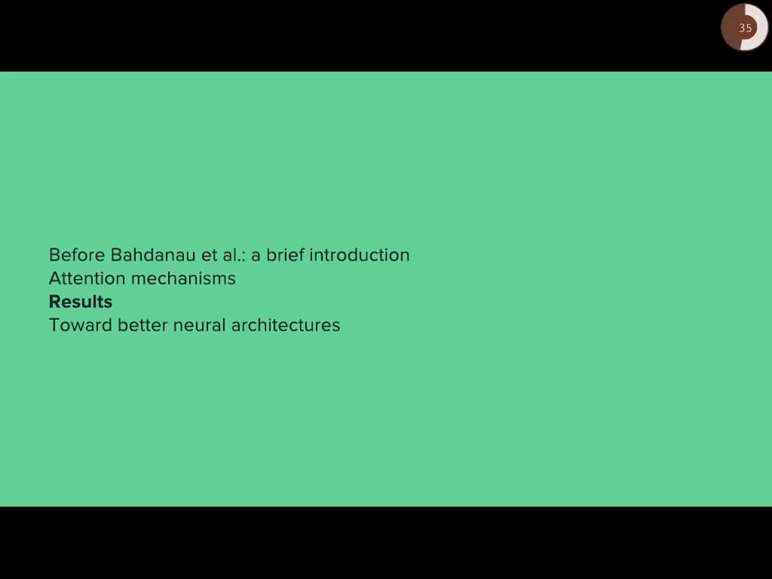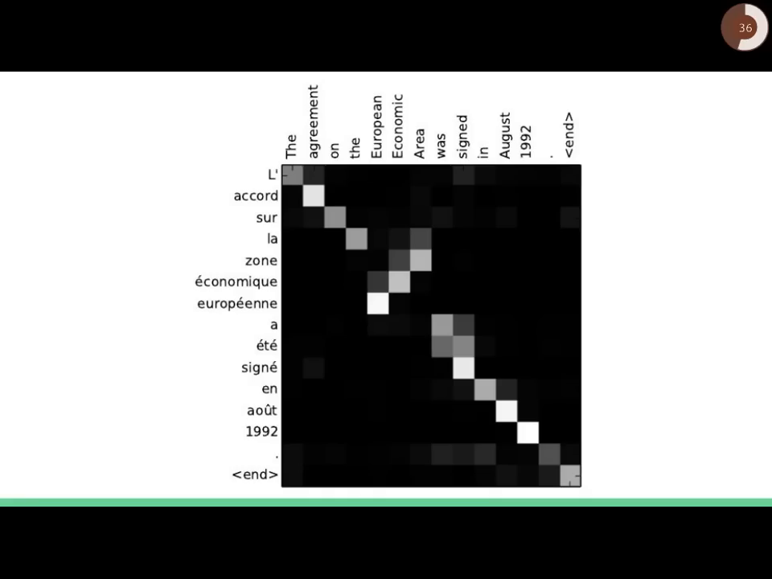So their results. They try to translate here from English to French, and we can see that there are some inversions of words here. Otherwise, it would have been a perfect identity matrix. And also the size of the sentences can differ a bit.